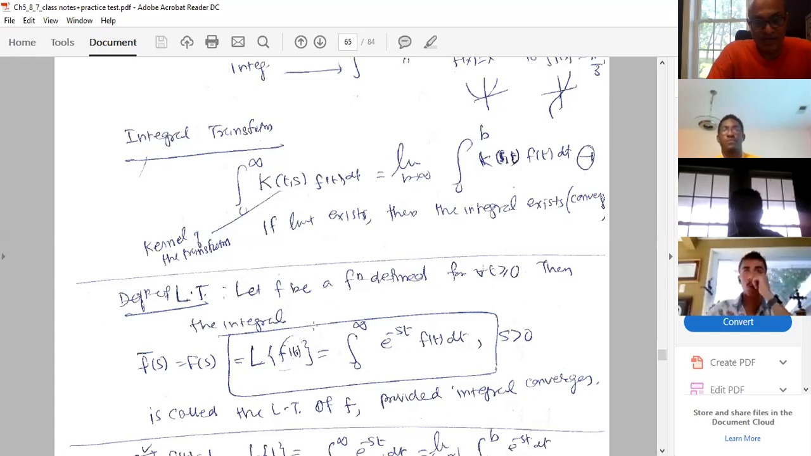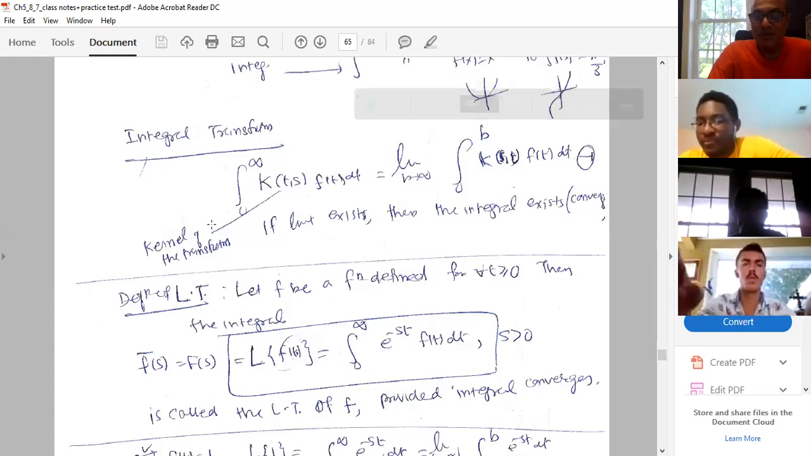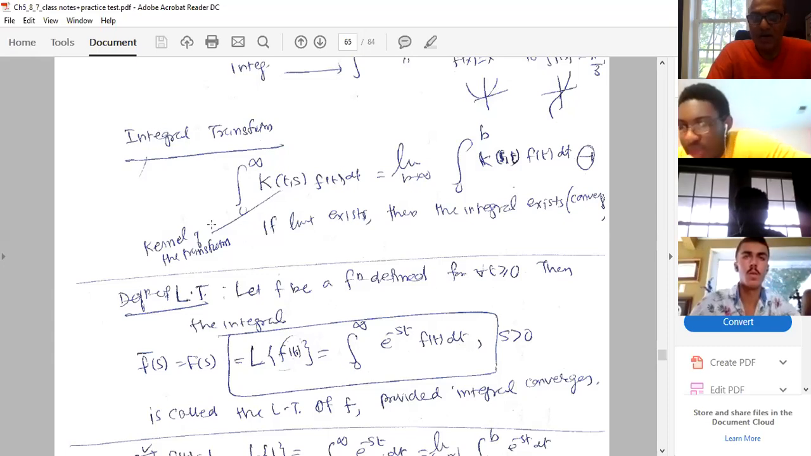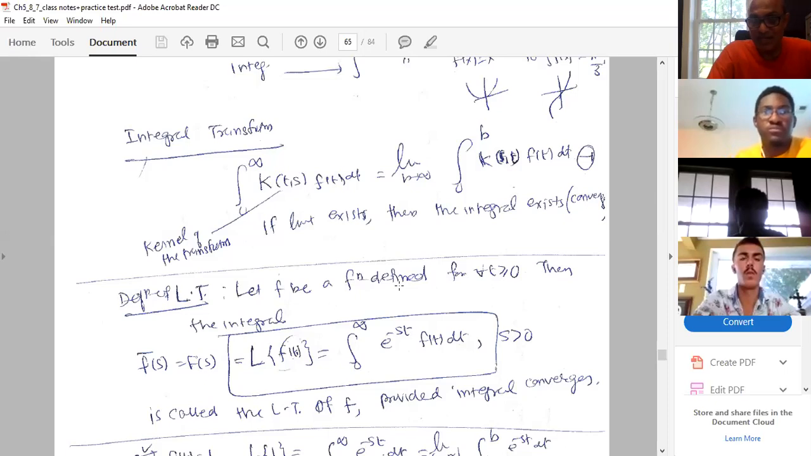Right now we are just focusing on the Laplace transform. As I told you, there are plenty of integral transforms: Fourier, Laplace, Hankel, Bessel, lots of transformations. Out of these integral transformations, we are going to learn only one, the Laplace transform. So if f(t) is defined for all t greater than or equal to 0, see, f is just a defined function. I didn't say that f is continuous or anything like that.